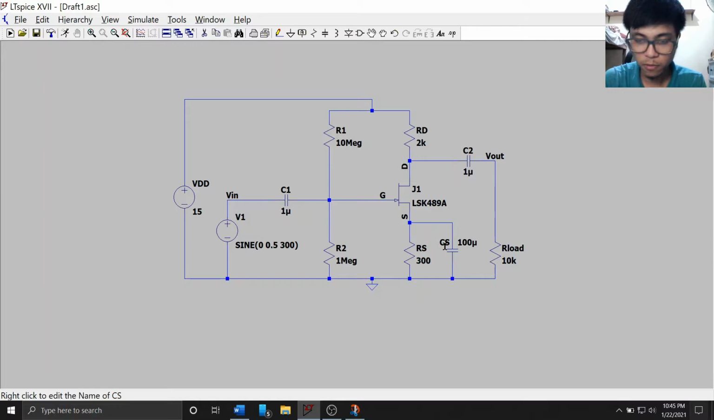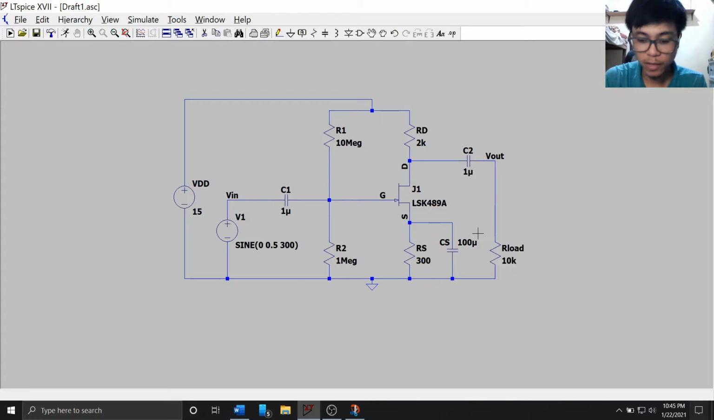So we have here a capacitor CS, which is a bypass capacitor. It is connected across a resistor RS, which is this resistor. So this is known as the source bypass capacitor, which bypasses the source current to the ground. So there would be less voltage drop across the resistor RS, increasing the voltage gain at the output.